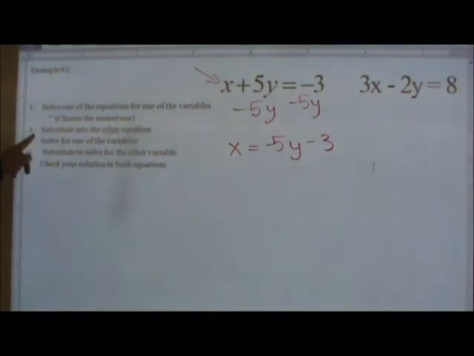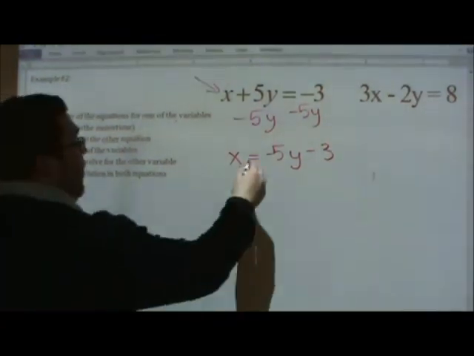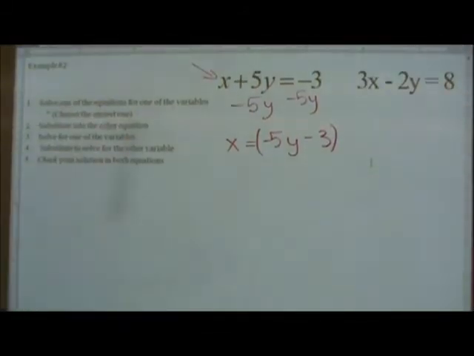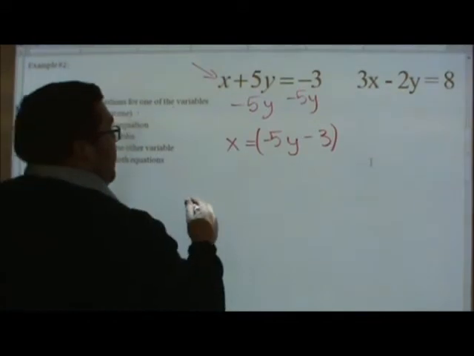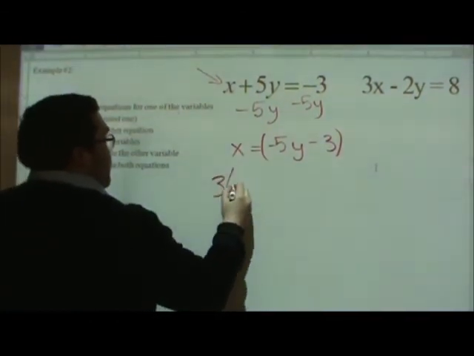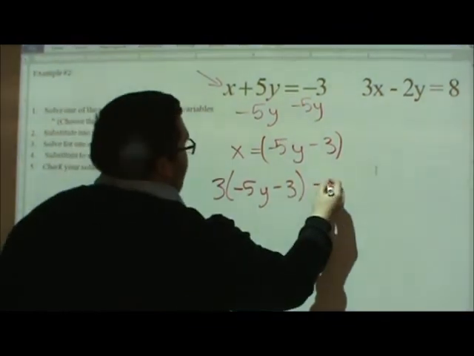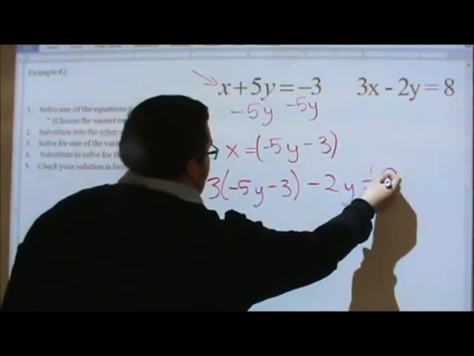We're ready to substitute. On the substitution step, I like to put the parentheses around what I'm going to substitute. And wherever I see x in that other equation, I'm going to plug in that parenthesis. So 3 times (negative 5y minus 3) minus 2y equals 8.